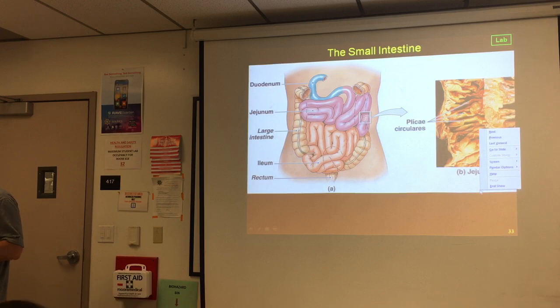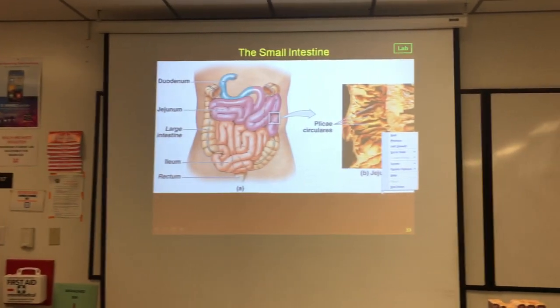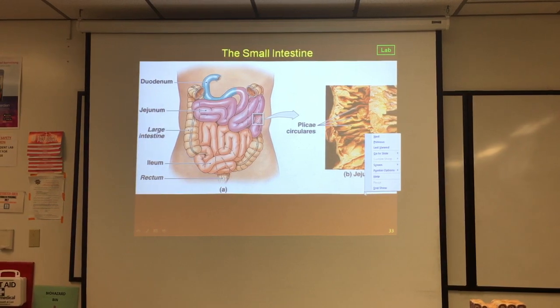Duodenum's retroperitoneal with adventitia instead of serosa, whereas jejunum and ileum are intraperitoneal. Duodenum forms a C around the pancreas, and it receives pancreatic secretions and bile through the duodenal papilla.